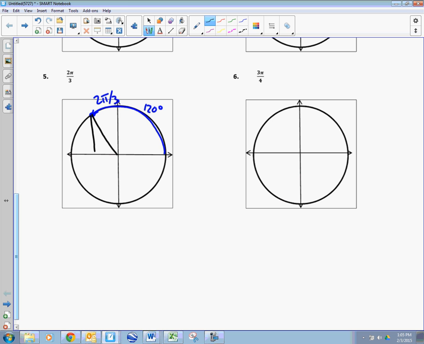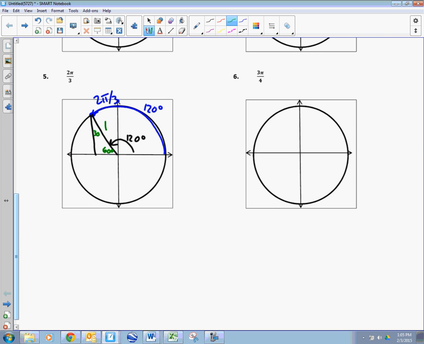Now, let's be clear about this one. If this is 120 degrees, how many degrees are left over for that triangle? 60 degrees, right? I always drop the height of the triangle to the x-axis, never over the y. Always to the x-axis, okay? 60 degrees. So what kind of triangle do I have? 30, 60, 90. What's this side right here?